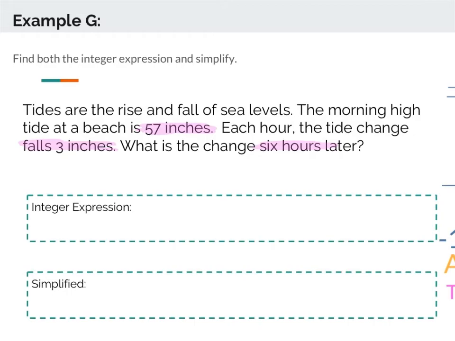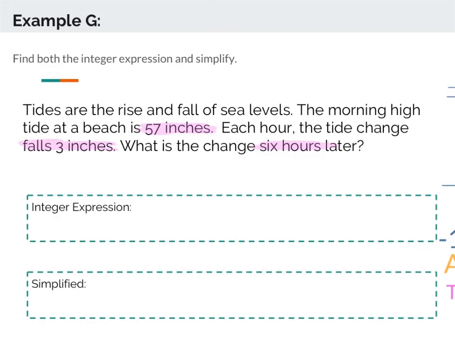So now I'm going to have to use my integer expression. Now there are 3 numbers here, and I'm only going to need 2 numbers for my integer expression. I've got 57, I've got 3, and I've got 6. Well, the 57 just tells me what the tide is now. That's not helping me figure out what the change is. The change is it falls 3 inches. So I know falls is a term for negative. So I've got -3.